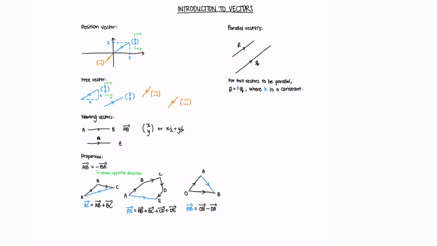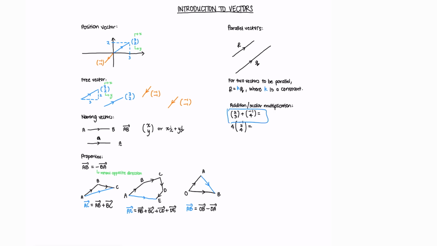Now, I want to introduce you to this concept of parallel vectors. If two vectors are parallel, this means that vector P equals k times vector Q, where k is a constant. Before I look at that, let's look at how to do addition and scalar multiplication for vectors.